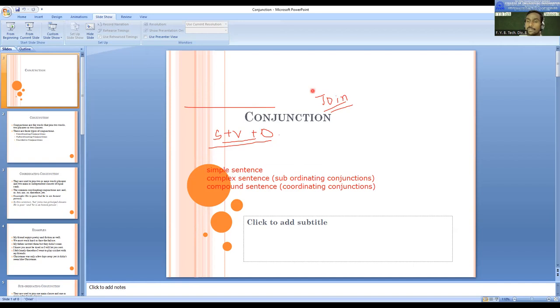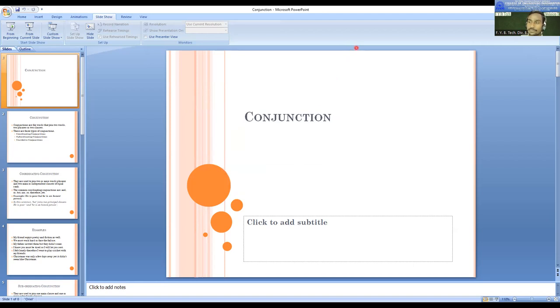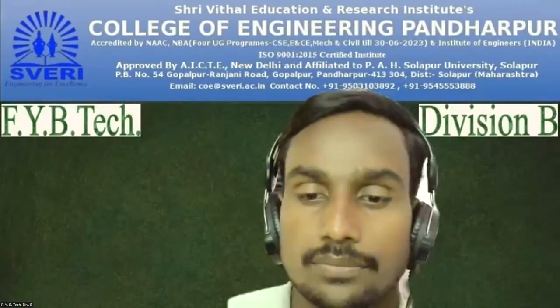Is the next slide visible, or is only the first slide visible? Only the first slide is visible. Okay, so now it may be visible.